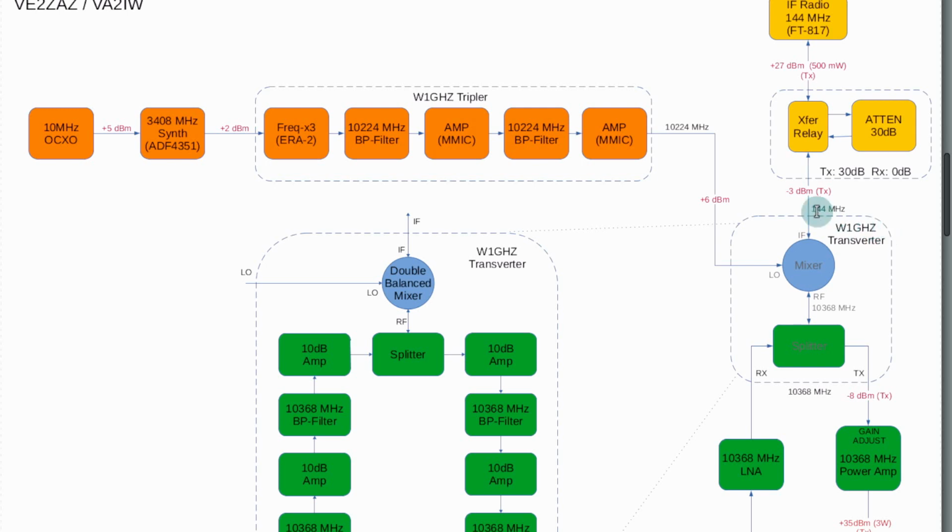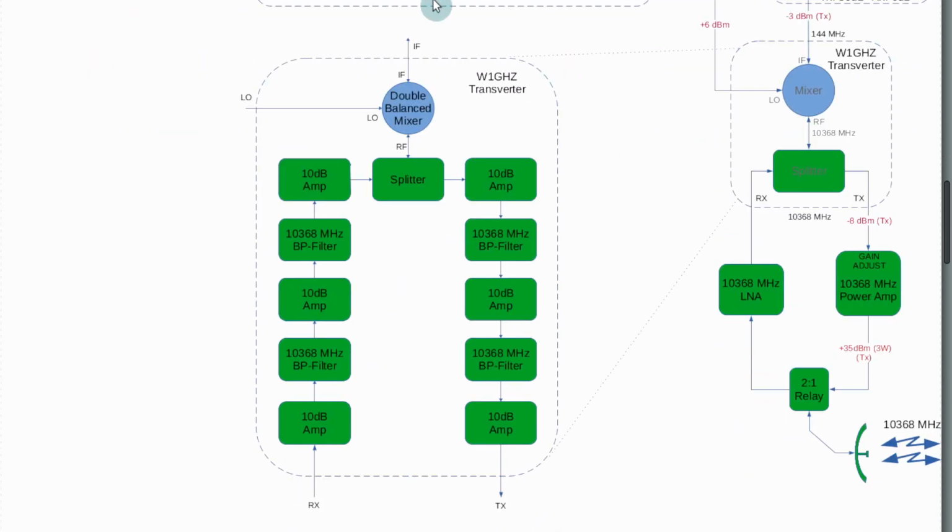This is the W1GHZ transverter. What I've done is I decided to reproduce the transverter but separately so that we see what stages are where inside the transverter. But we've seen what it was before. Two separate branches, 10 gig receive, 10 gig transmit, a splitter, and a double balanced mixer that takes the IF or provides the IF out, 144, and takes the LO at 10224 MHz and produces the RF, right?